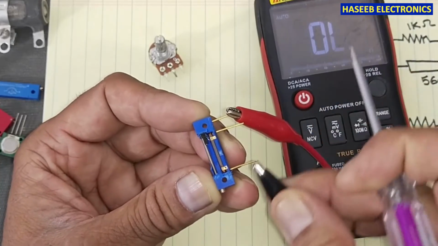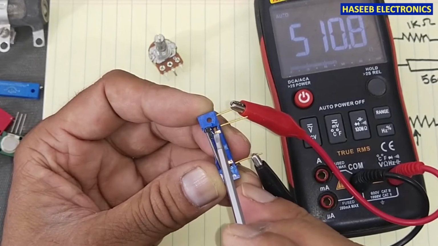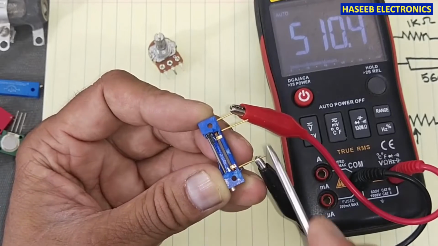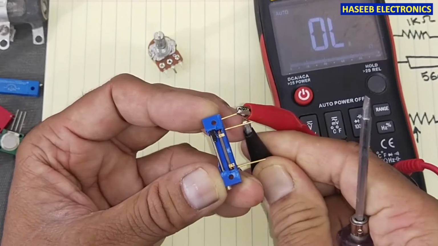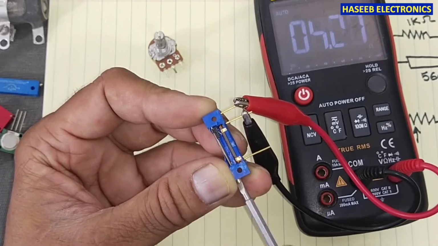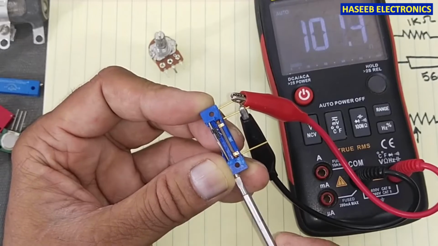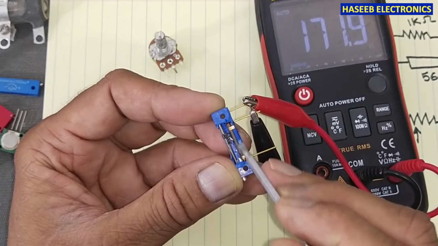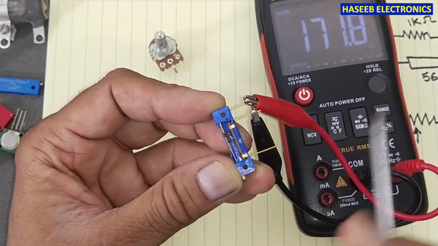If I check between the slider arm and this point, this resistor block is in the path. 510 ohm resistance is here. And now if I rotate this potentiometer, if I rotate this knob, we can see it is moving in this way, so that this resistance is being added in the circuit.